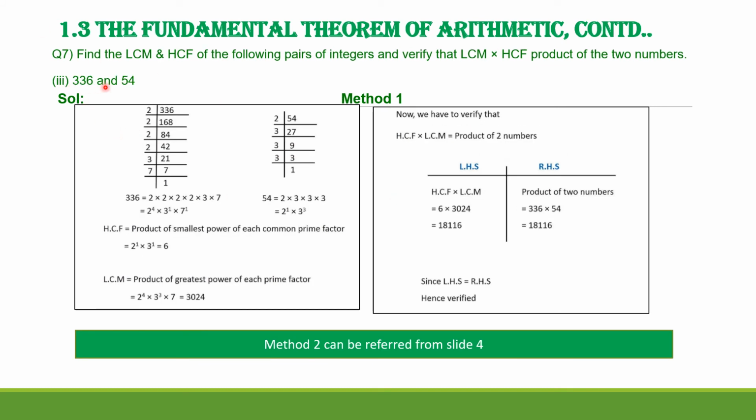Okay, so it's again the same as what we have learned in the previous two slides as part of question 7, parts 1 and 2. Example 3 is also the same. Here we have found the HCF and LCM of the two numbers, 336 and 54, with the help of method 1. We have verified that the product of HCF and LCM is equal to the product of the two numbers. So let's move to the next slide for question number 8.